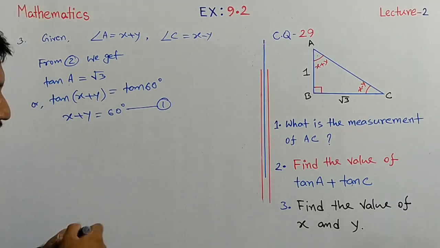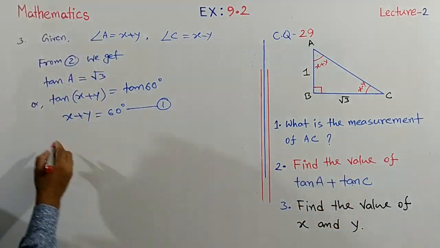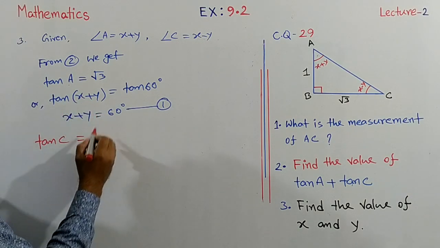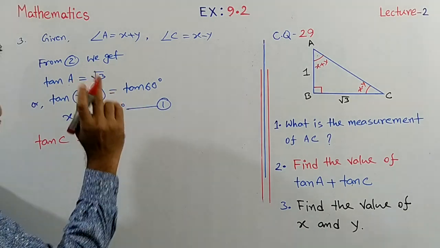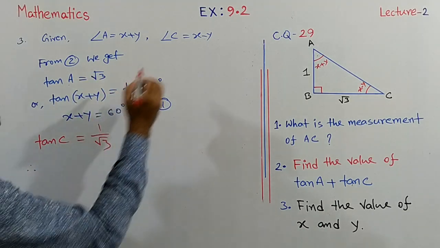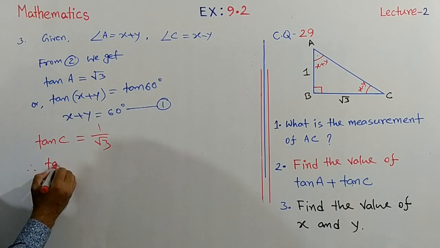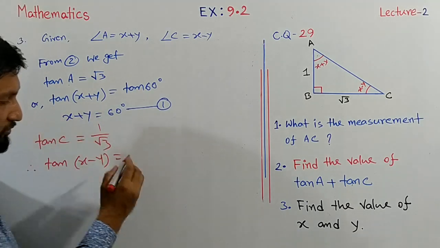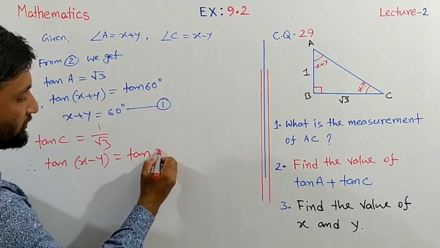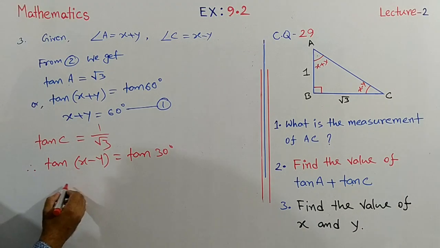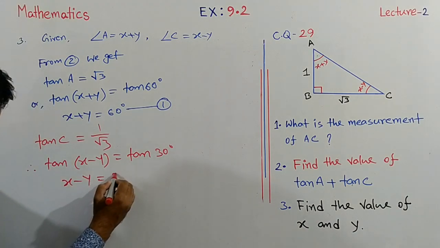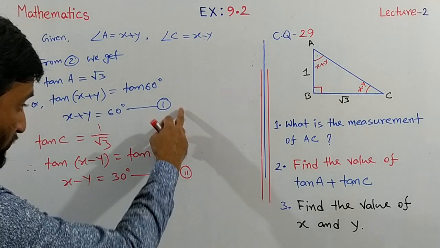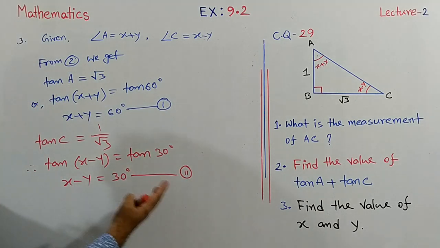Okay, again tan C, from 2 we get tan C equals 1 by root 3. So tan C, angle C is x minus y. So using the value of angle C, tan x minus y, 1 by root 3 is the value of tan 30 degree. So write here tan 30 degree. So we can write x minus y equals 30 degree. Mark this equation 2.